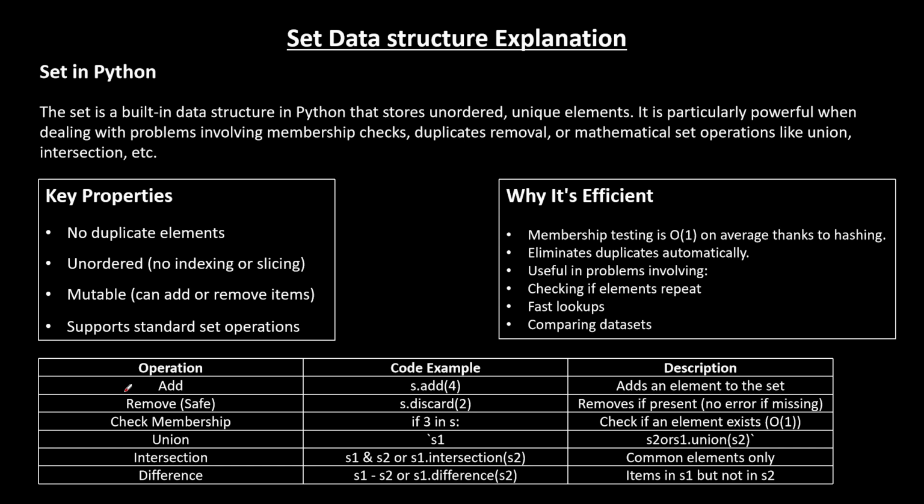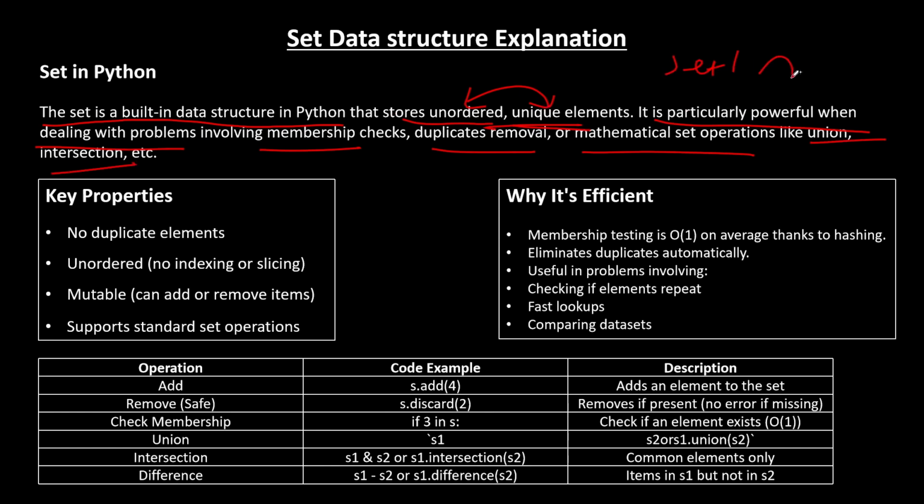Before going to the approach, let's understand what the set data structure is in depth. A set is a built-in data structure in Python that stores unordered unique elements. These two things are important. It is particularly powerful when dealing with problems involving membership checks, duplicate removal, or mathematical set operations like union or intersection. Basically, if you do set one intersect set two, you will get only the elements which are common in both. And if you do subtraction, it will give the values which are present only in set one and not in set two.